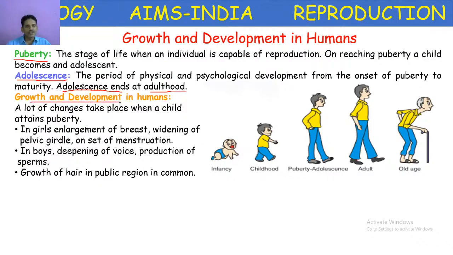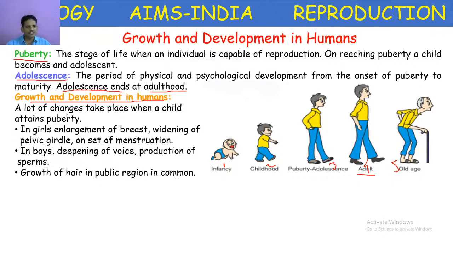Here are the growth and development stages in humans. A lot of changes take place. See, this is 1, 2, 3, 4, 5. These stages represent infancy, the small child from 1 day to 1 year. Then slowly childhood starts. Then puberty or adolescence starts. Then one becomes an adult. After that, old age.